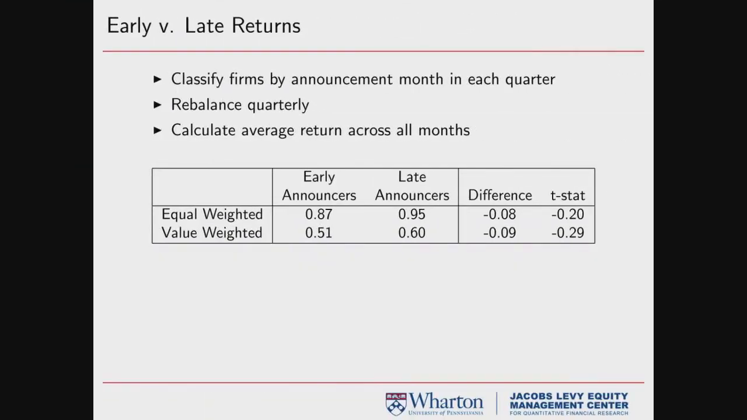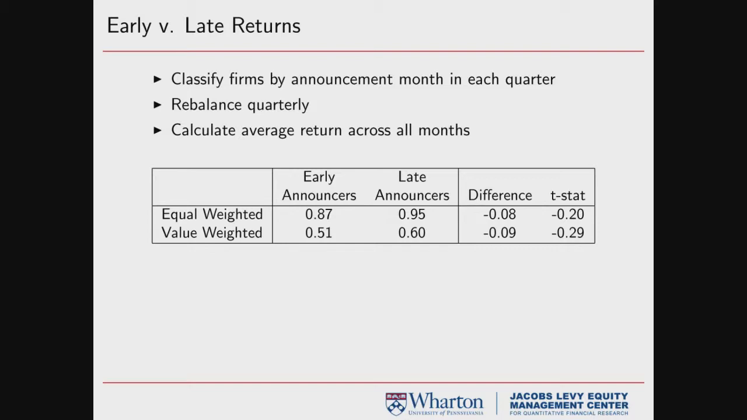Now, one might worry that maybe this is just a simple risk story. Maybe there's some difference in riskiness between early and late announcing firms. So what we do is classify firms by whether they announce in the first month of the quarter or in the last month of the quarter, and compute their average returns.